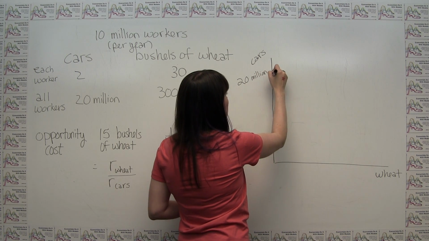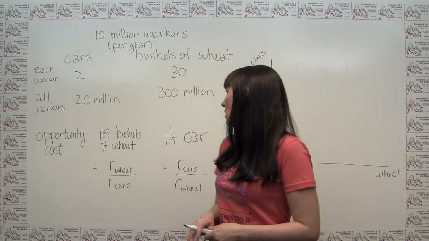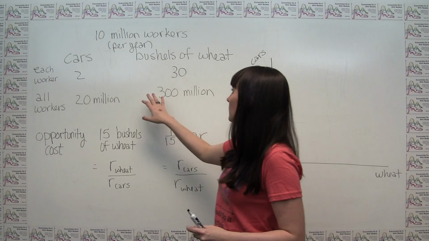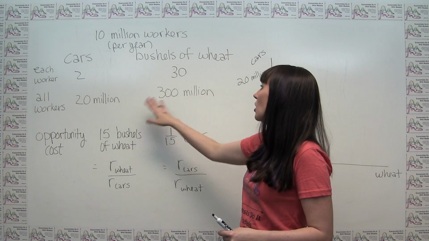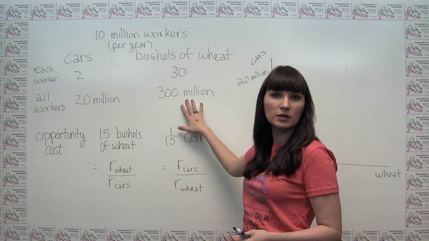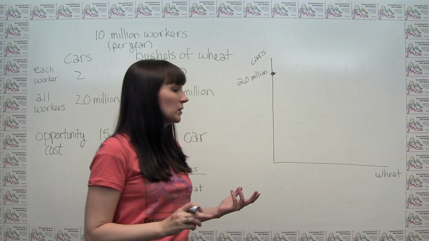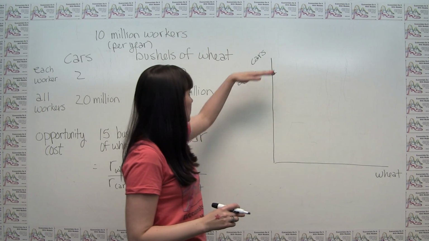So this point here is going to be one of the endpoints of our production possibilities frontier. The other one is going to be the point where we've decided to only make wheat. So say if we make 0 cars, we can make 300 million bushels of wheat. So the point 0 cars, 300 million bushels of wheat has to also be on our production possibilities frontier.